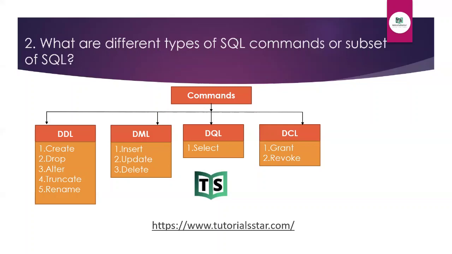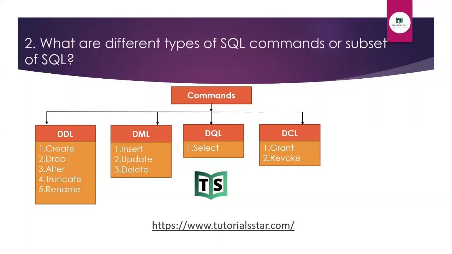So we have two commands here. First, we have grant. This command is used to give access privileges to users for a particular database or a particular action. Next, we have revoke. This command removes the user access privileges which we have given using the grant command. So these are the two commands inside the DCL.